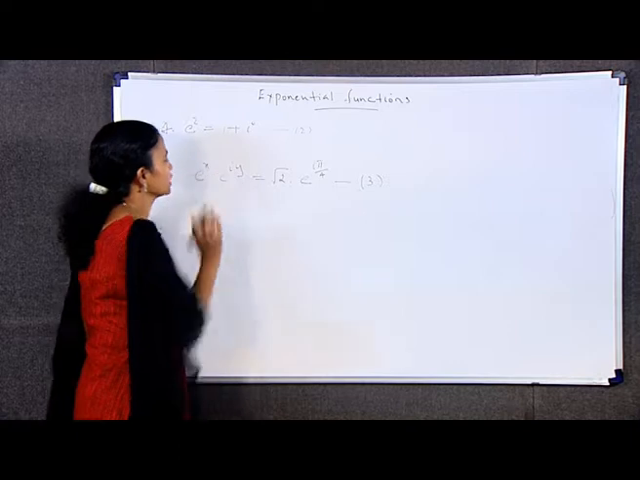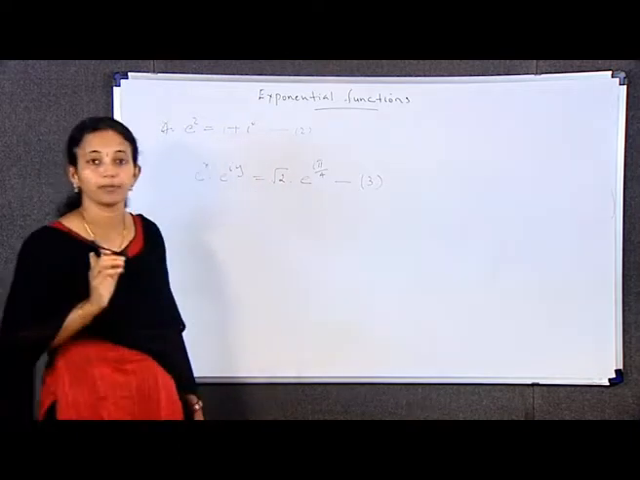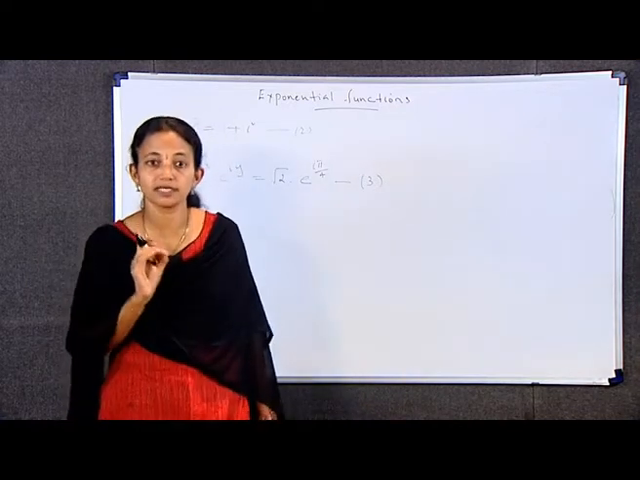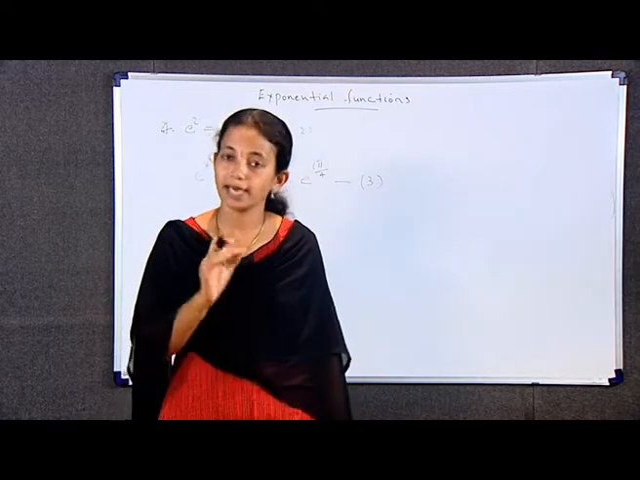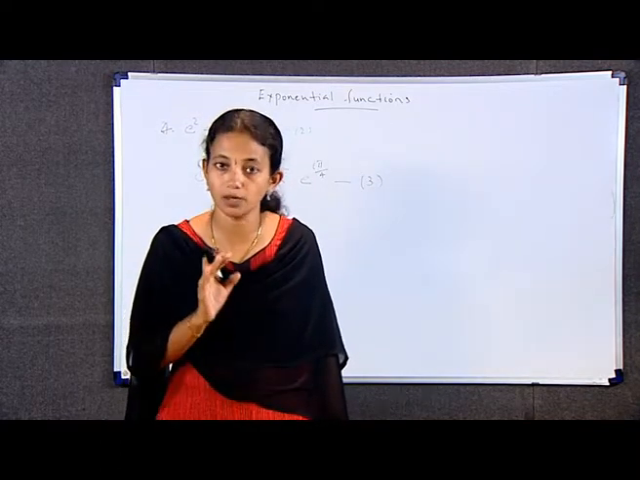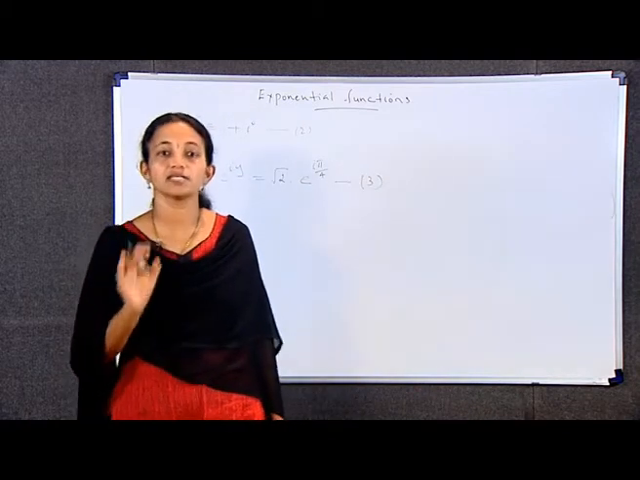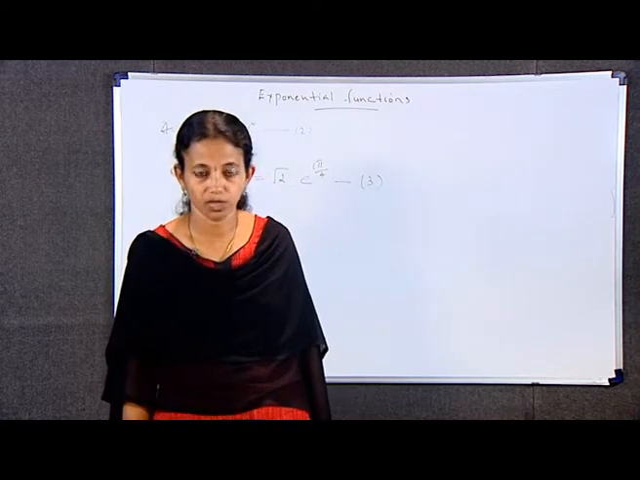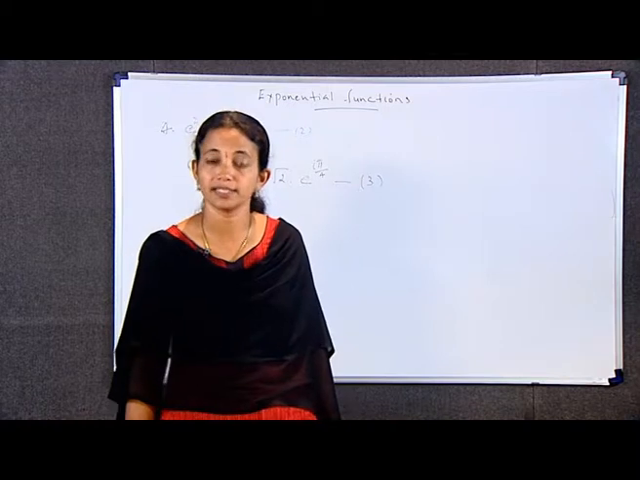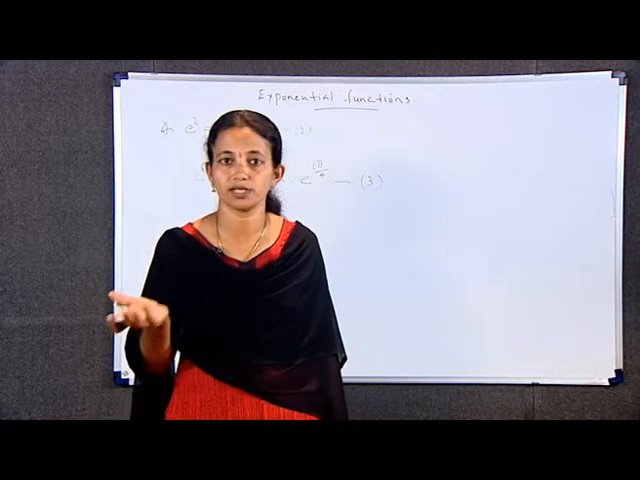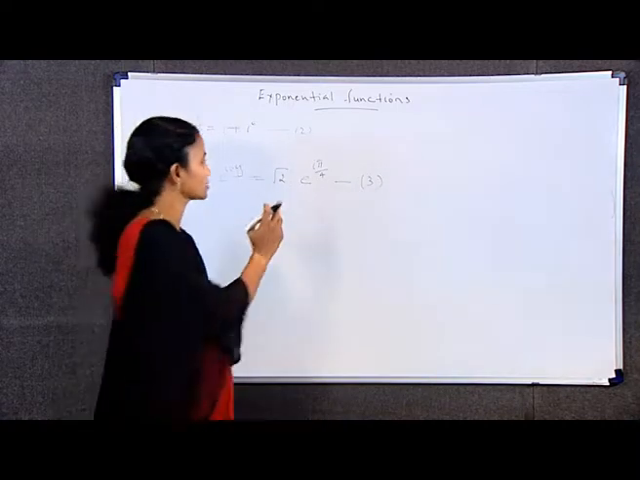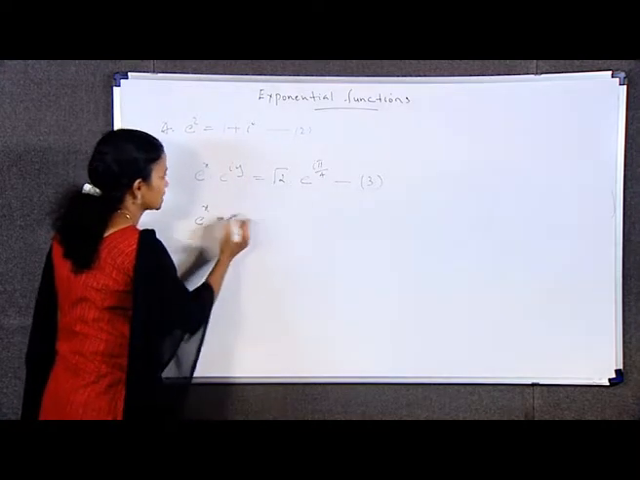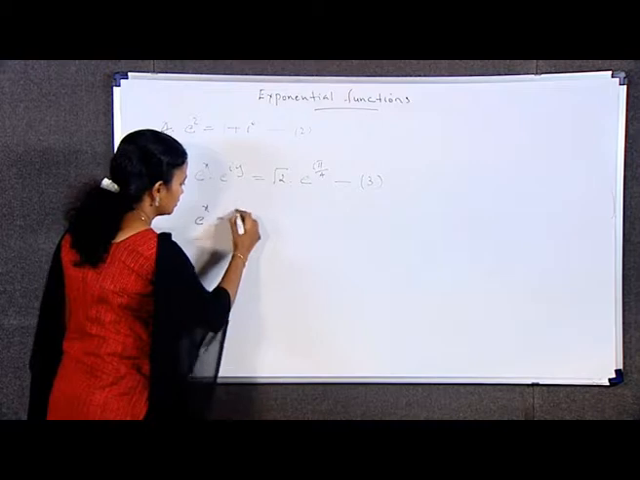So, e raised to x into e raised to iy is equal to root 2 into e raised to i pi by 4. We recall the fact that two non-zero complex numbers, that is z1 is equal to r1 e raised to i theta 1 and z2 is equal to r2 e raised to i theta 2, are equal if and only if r1 is equal to r2 and theta 1 is equal to theta 2 plus 2k pi, where this k is some integer, that is 0, plus or minus 1, plus or minus 2 etc. Here LHS and RHS of 3 are equal if and only if what?